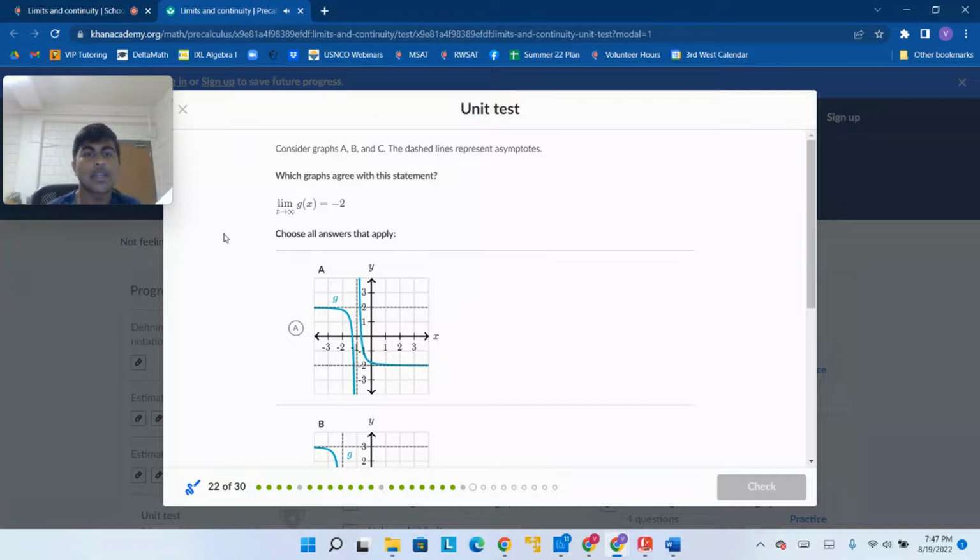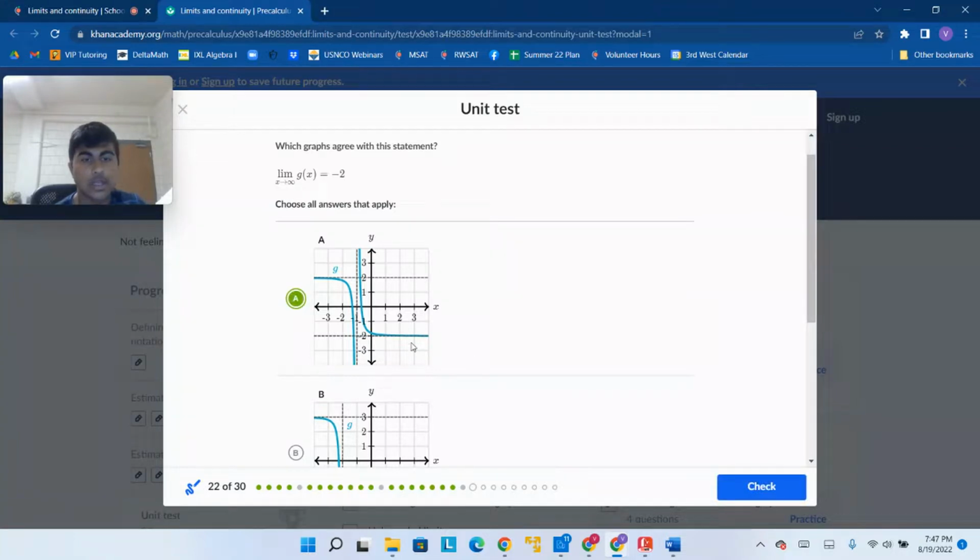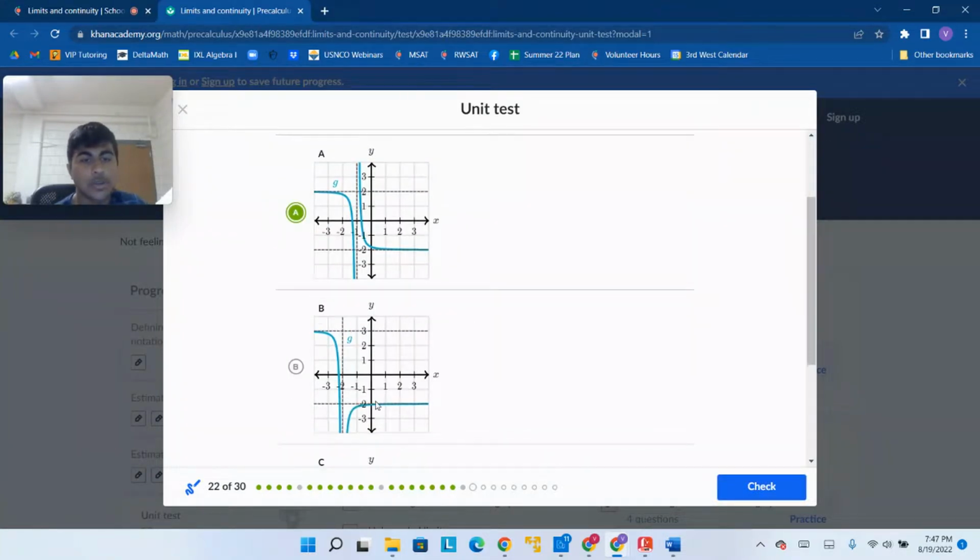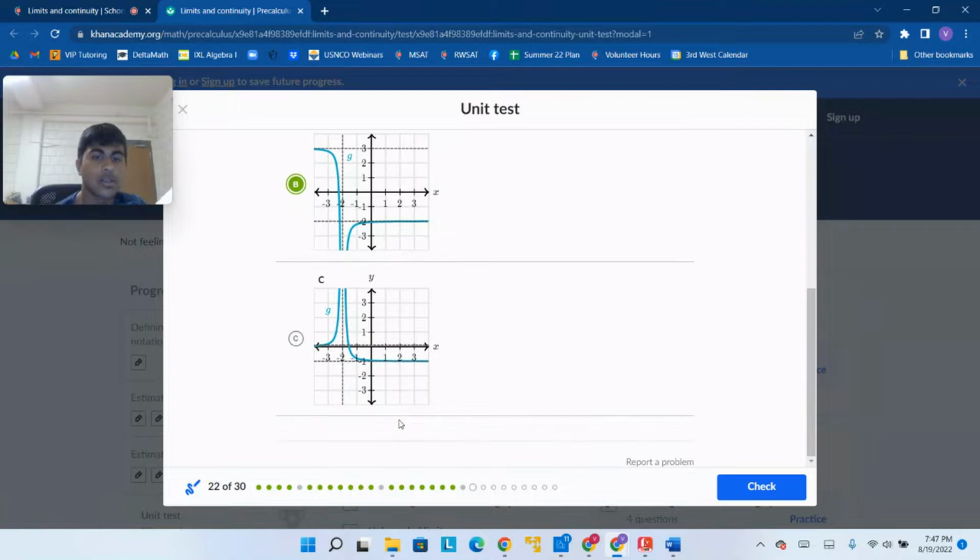Consider graphs A, B, and C. The dashed lines represent asymptotes. Which graphs agree with this statement? Limit as x approaches infinity of g of x equals -2. As we approach infinity, so that's going to be all the way over here, we approach -2. That works. Here, as you approach infinity, -2 also works. As you approach infinity, you get to -1. So no. So it's A and B.